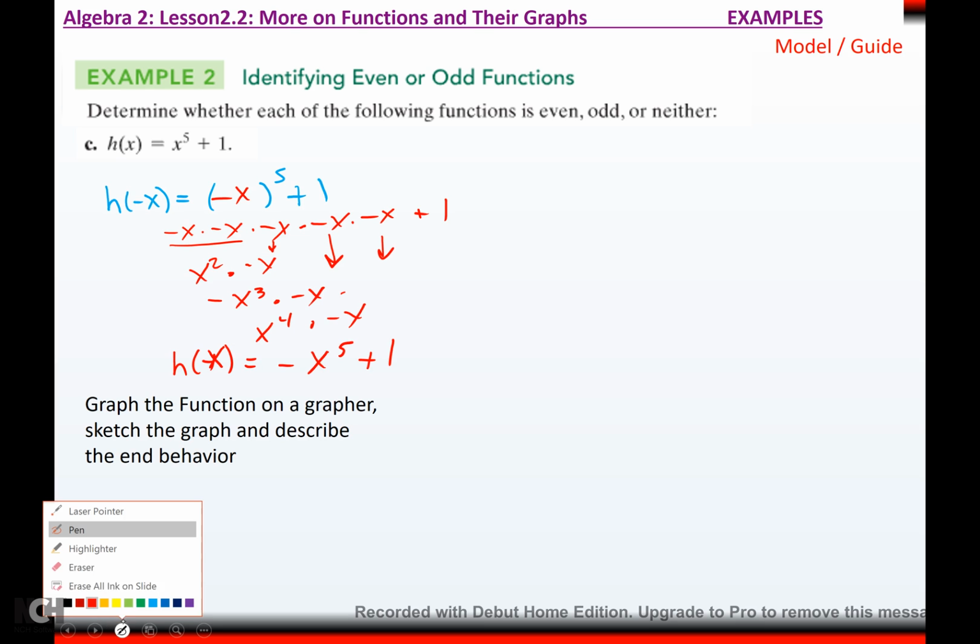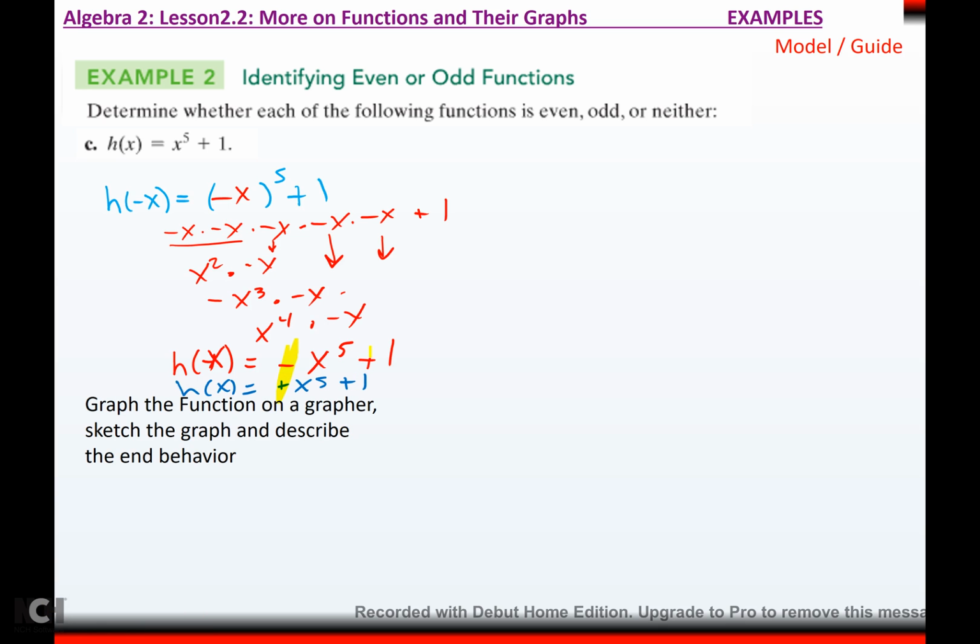If I compare that to my original function, h of x, which was x to the 5th plus 1, and I compare signs, did change, didn't change. So some did, some didn't, which makes this neither. This would be neither even nor odd.